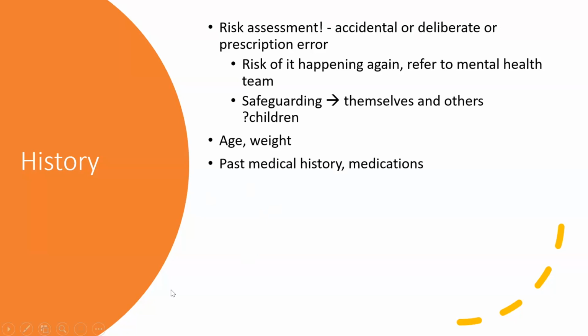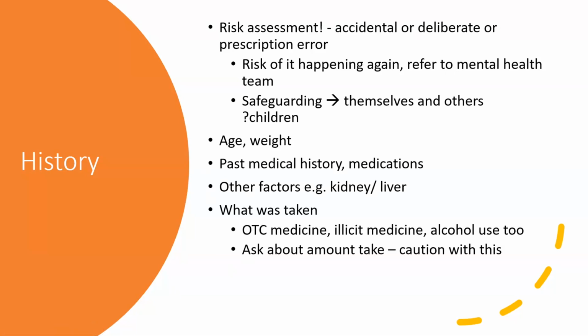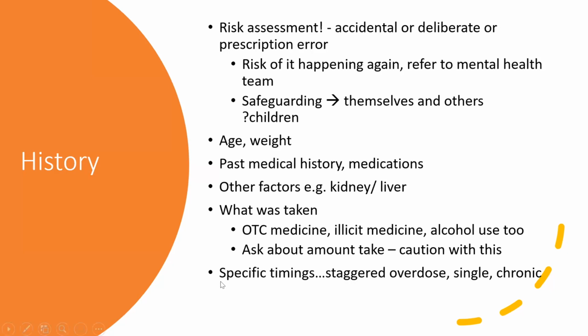Past medical history and medications, someone mentioned that, also useful. Other factors: if they've got any kidney or liver problems, even with a small-ish overdose, are they more susceptible to the complications? What was taken, was it over the counter or illicit? Did they use alcohol at the same time, because that can change the effects? Ask about staggered, like you said before, and route as well. Inhalation or injection can put you at risk of lots of other things, not just the overdose, such as bloodborne diseases.